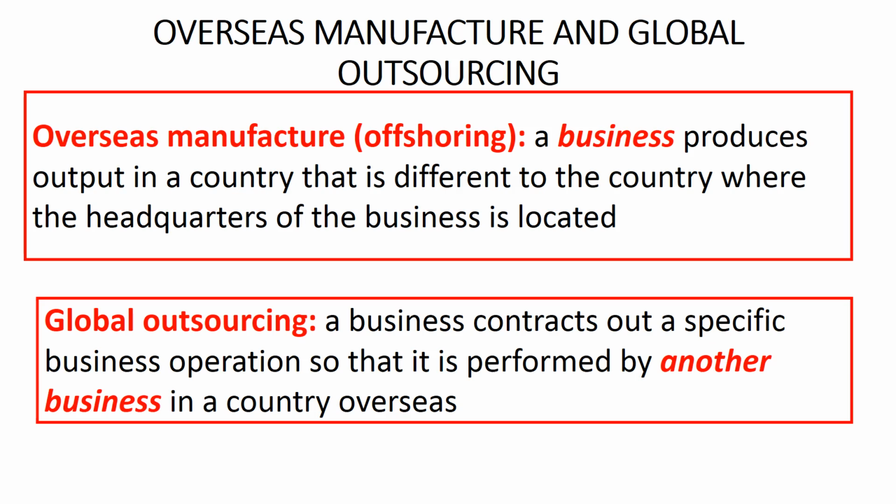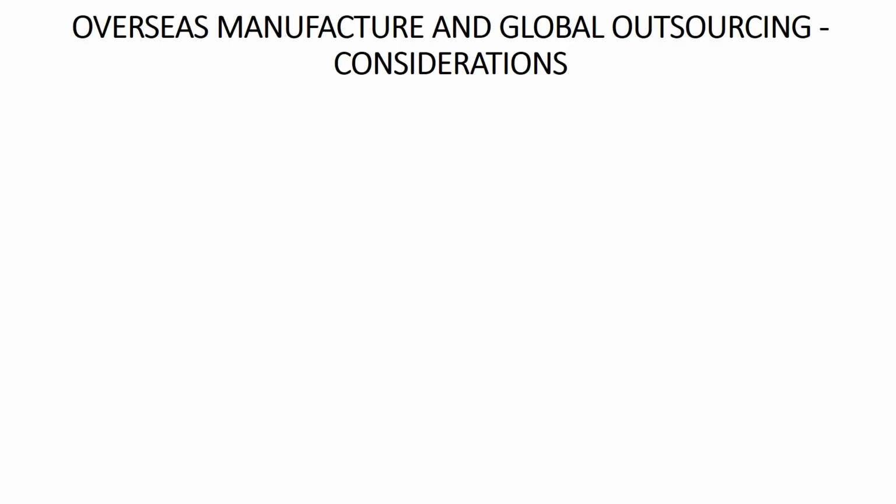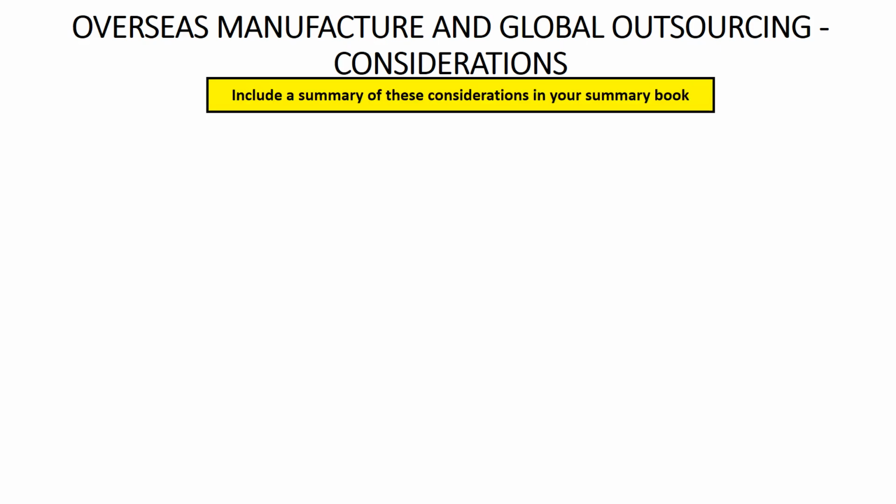However, it would be an example of global outsourcing if the Australian company contracted with a business in the Philippines for the business in the Philippines to use its own call centre and its own employees to call customers of the Australian business on behalf of the Australian business. There are a number of considerations that an Australian business must take into account where it's undertaking overseas manufacture or global outsourcing. Make sure that you include a summary of these considerations in your summary books.